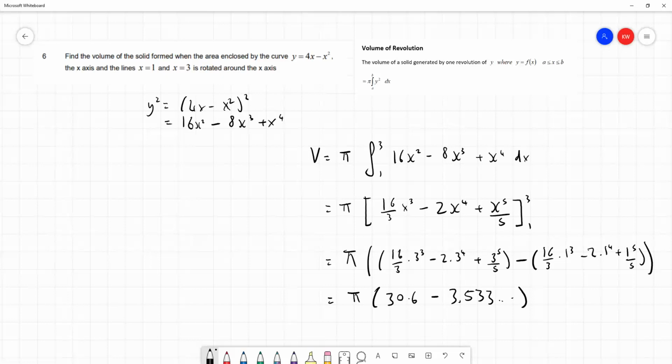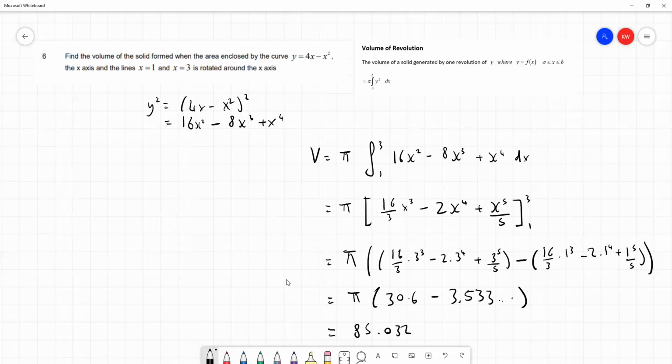You can round it to a suitable number of decimal places or use the stored calculator value. When we enter this expression into our calculator, the answer we get is 85.032 to 3 decimal places.